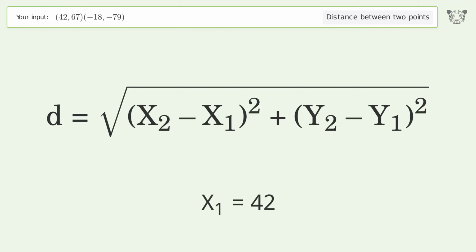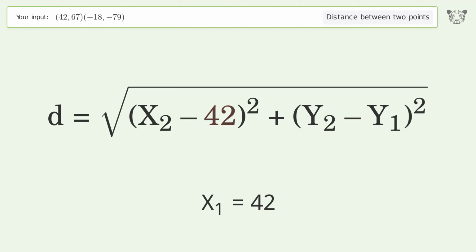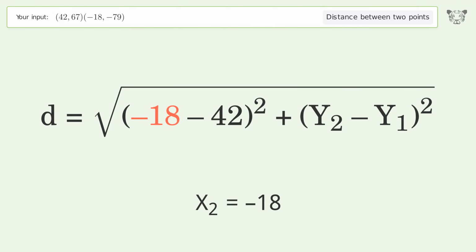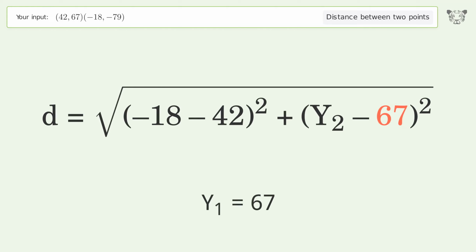x1 equals 42. x2 equals negative 18. y1 equals 67. y2 equals negative 79.